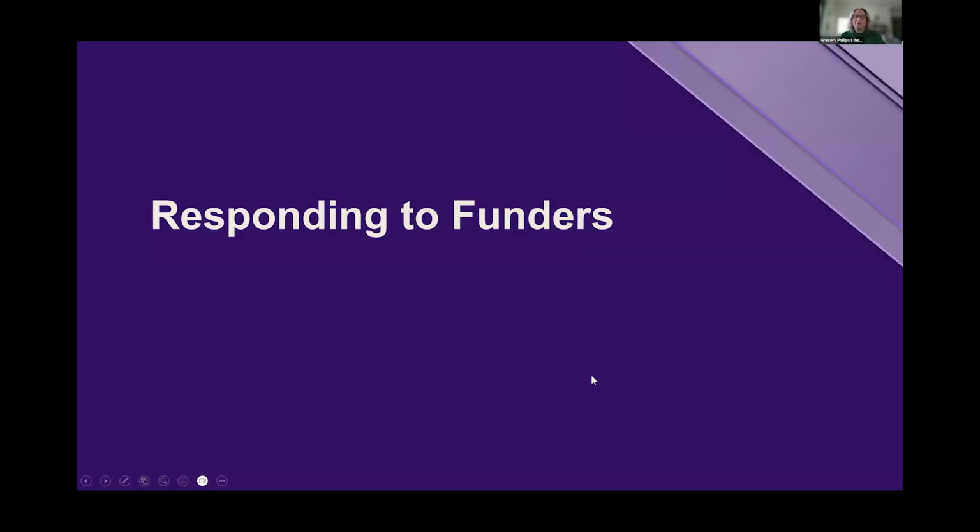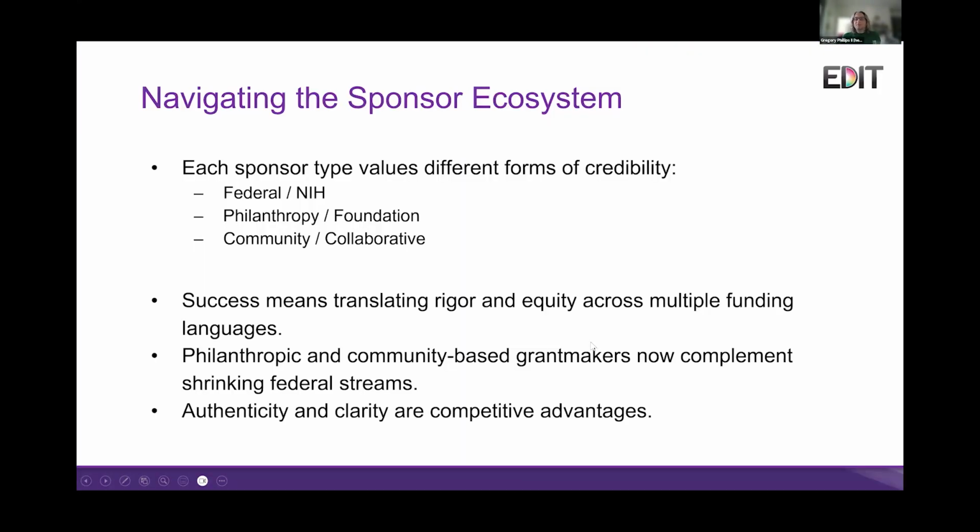So preparing a proposal, thinking about how to write is great, but we all know there's a variety of different funders who are looking to support people's research. Each sponsor type values different forms of credibility. Many of us who are based here at Northwestern are primarily familiar with federal or NIH funding. Many people who are in the community are more familiar with philanthropy or foundation funding. And then there's another smaller bucket, which is community or collaborative funding, which can be things like community trusts.